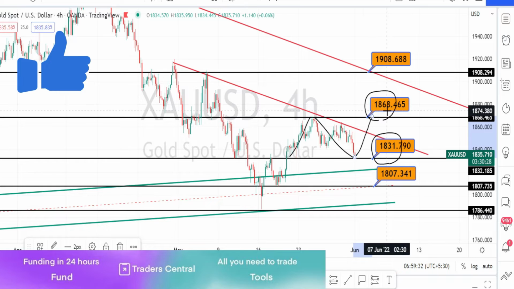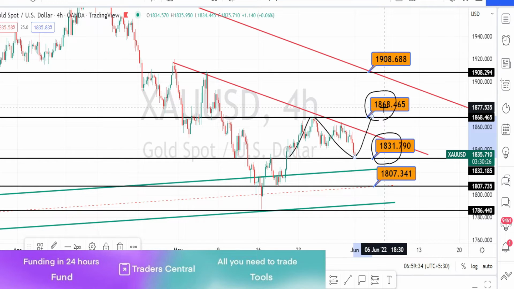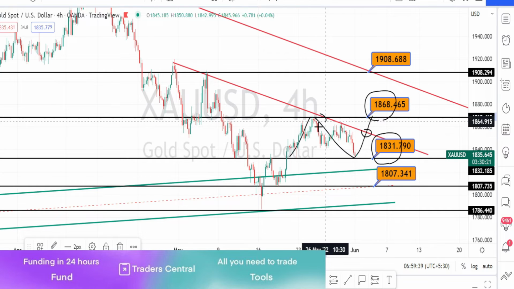Next level of resistance is going to be 1868. It has to break this resistance line from the past price action also in order to continue its bullish trend. Let us do the analysis in hourly time frame.